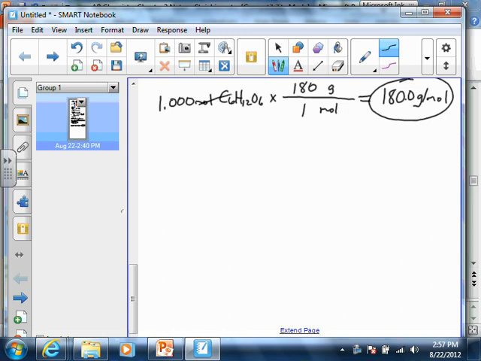And actually there, I was just finding the mass. I'm sorry, that's just going to be grams for your unit. If they're asking for molar mass, it'd be grams per mole. So just pay attention to what they're asking you for.